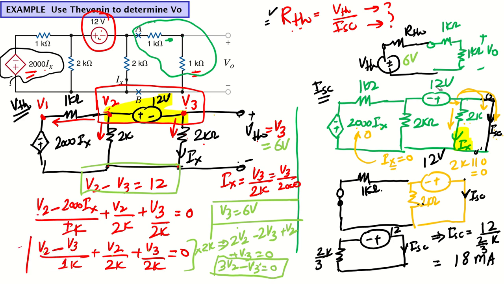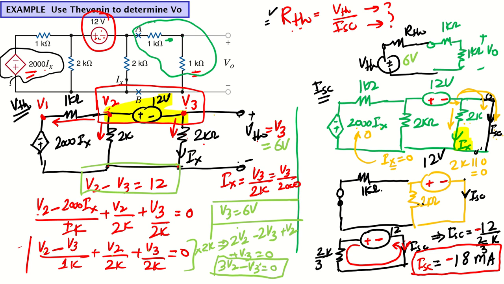There is a small mistake here about the polarity. If you look at the original circuit, the polarity is plus and minus: this is plus and this is minus. So the current will be flowing through this path. The short circuit current we want to calculate will be negative. So I short circuit comes out to be minus 18 milliampere.